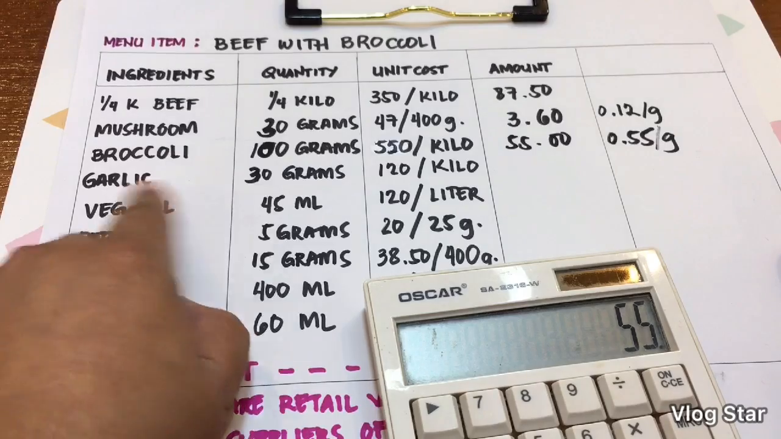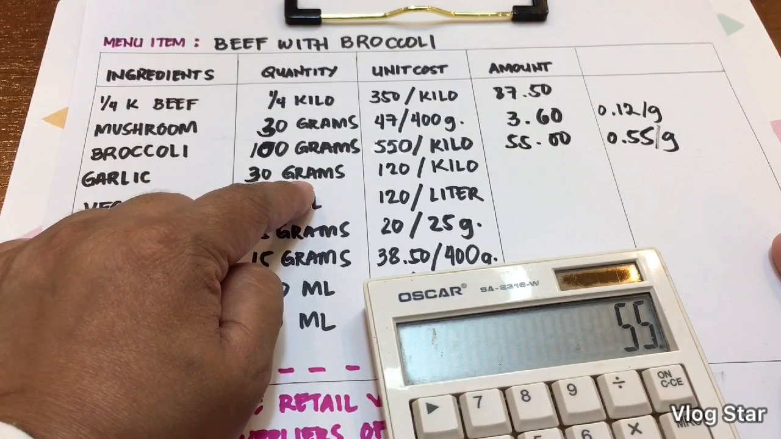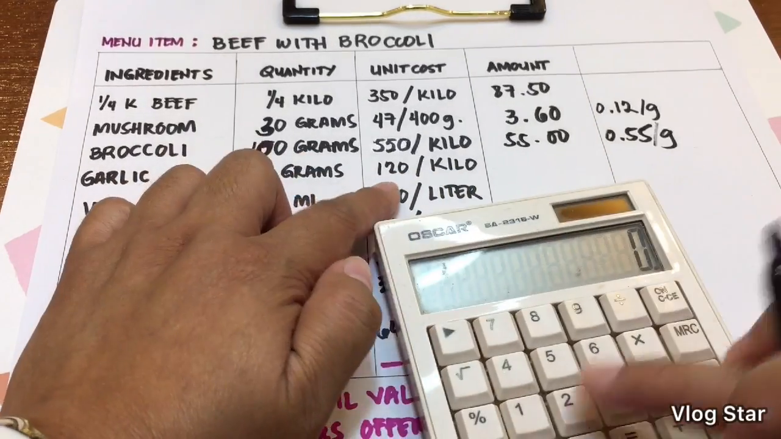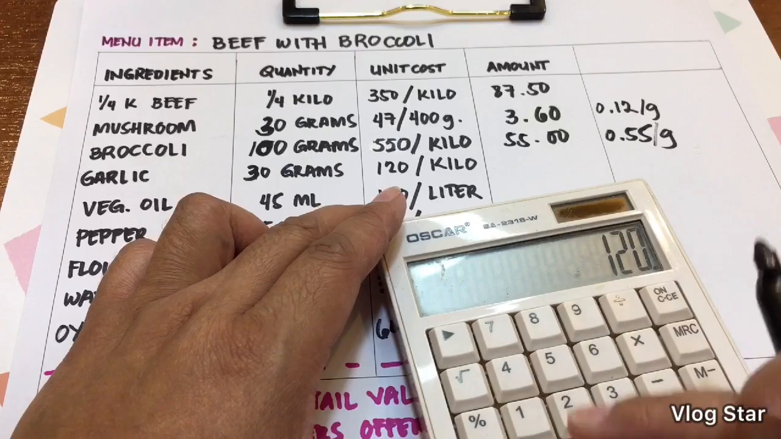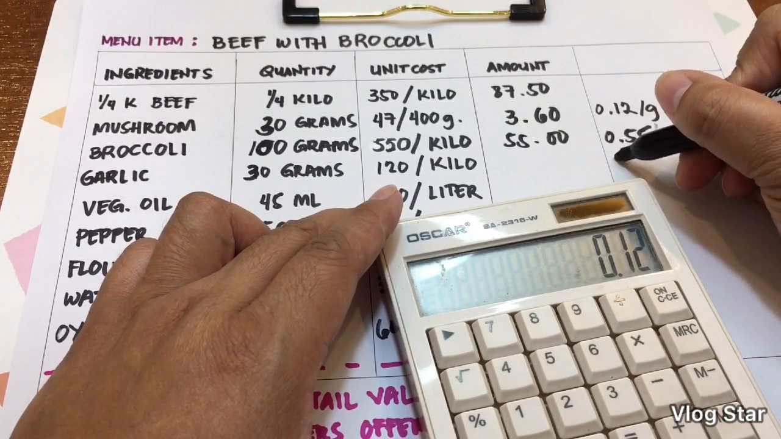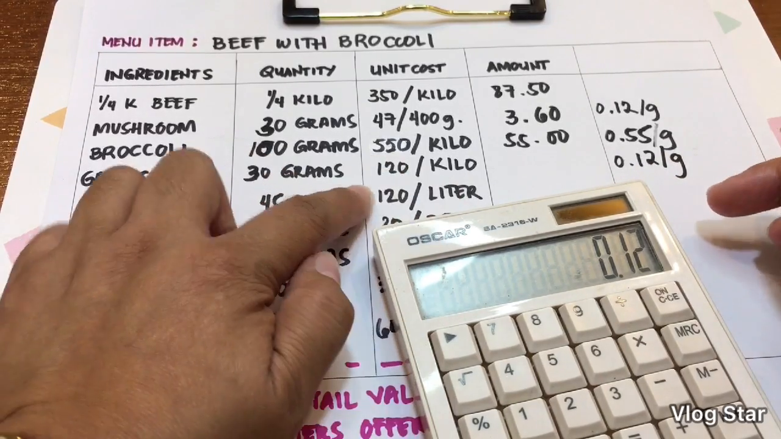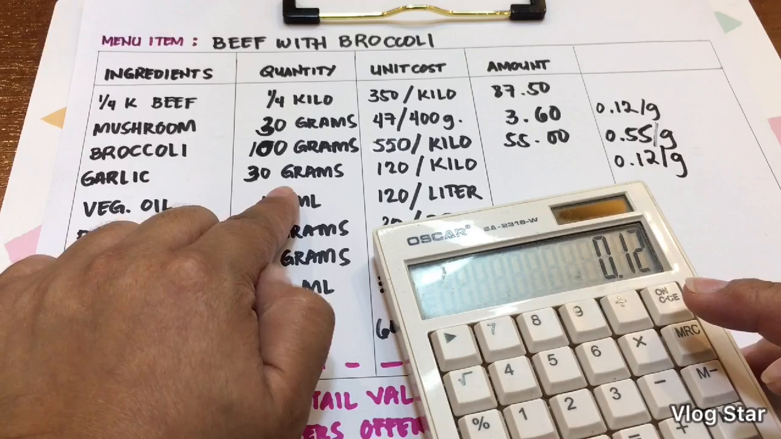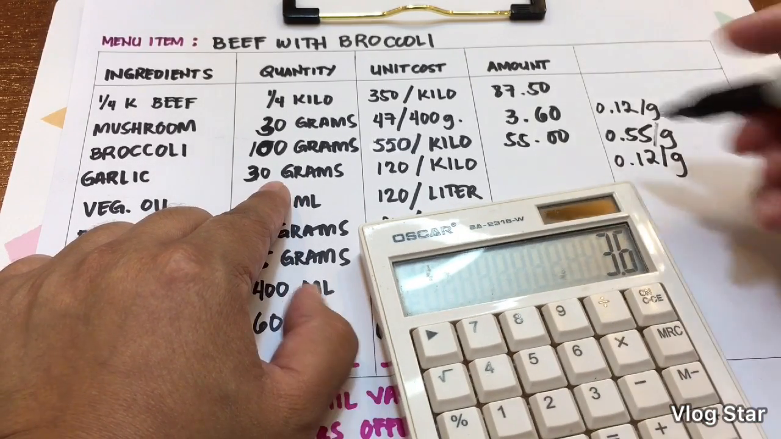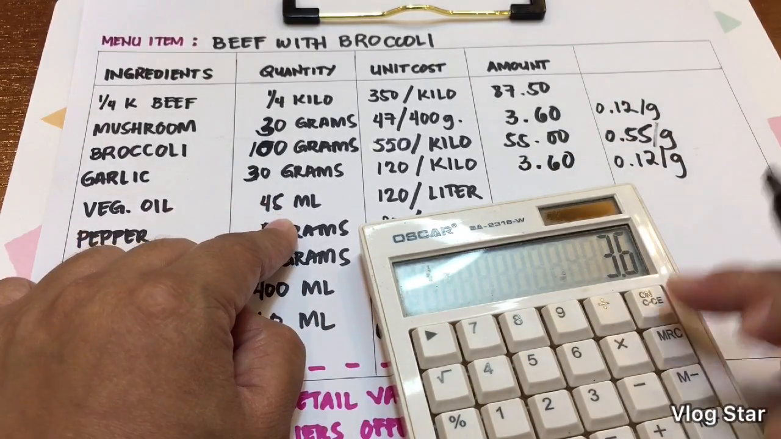Next is garlic. So, parehas din. Kagaya sa broccoli kanina, there are 1,000 grams in 1 kilo. Convert mo muna yun. So, 120 divided by 1,000. That will give you 0.12 per gram. Okay? So, now, yung 0.12 times natin sa 30 grams na kailangan natin. That will give us 3.60 pesos.